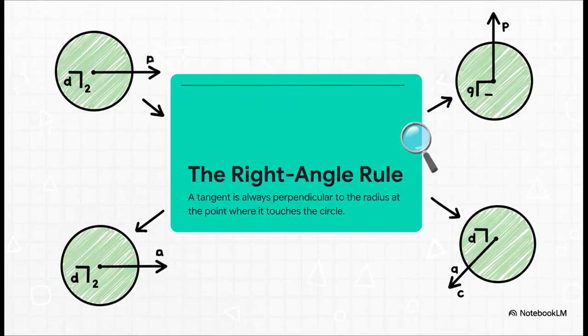Wherever a tangent touches a circle, if you draw a radius to that exact point of contact, they will always meet at a perfect 90-degree angle. They are always perpendicular. This is a huge clue in solving so many geometry problems.